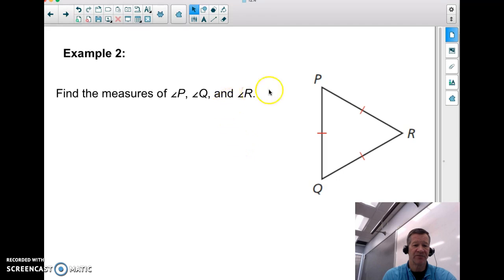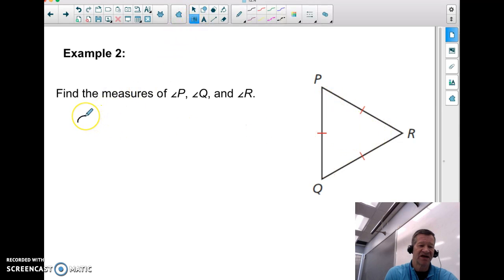Find the measures of angle P, Q, and R. Well, what do we know? We know a triangle, the three angles have to add up to 180 degrees. So we must have a sum of 180. Now, we know that if all three sides are congruent, then all three angles must be congruent.